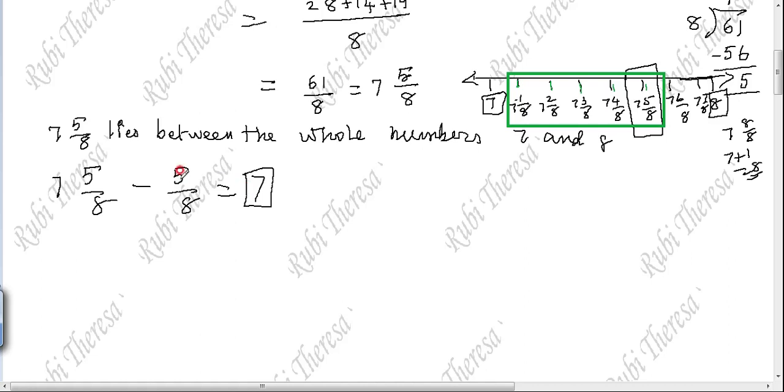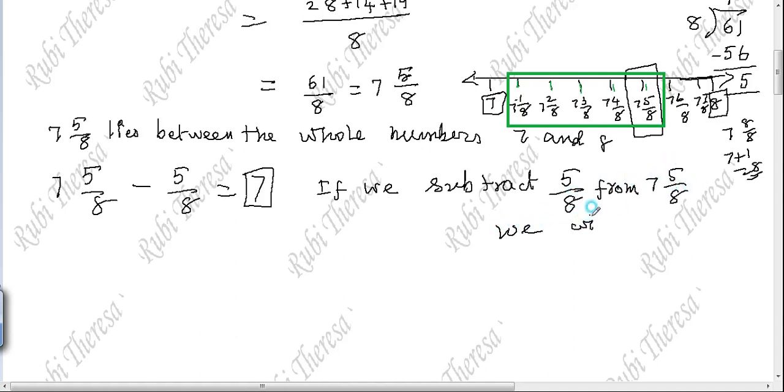Understand? So which one do you have to subtract? 5 by 8 should be subtracted. So you have to write: if we subtract 5 by 8 from 7 5 by 8, we will get 7. Understand? So this is one answer. 5 by 8 should be subtracted from 7 5 by 8. That's all.